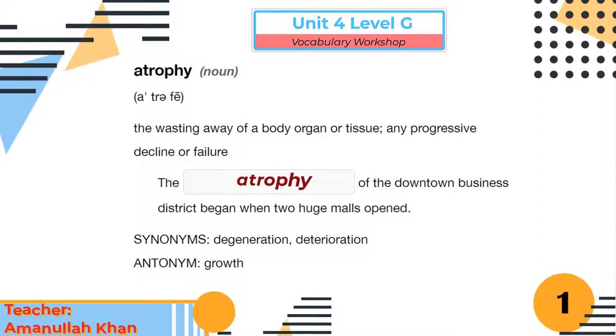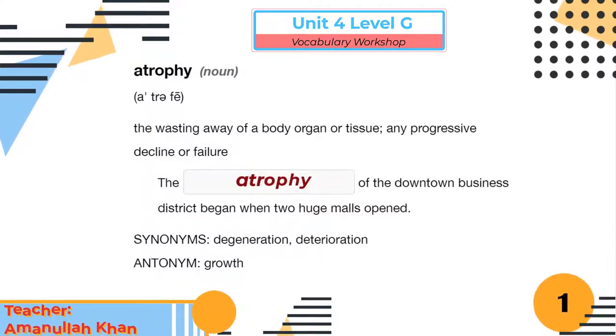Atrophy is a noun, meaning any progressive decline or failure. Here are a few ways in which atrophy can be used. The teacher called Jordan's parents to discuss the atrophy of Jordan's grades. The atrophy of the once great city was attributed to the corrupt politician's new immigration policy.